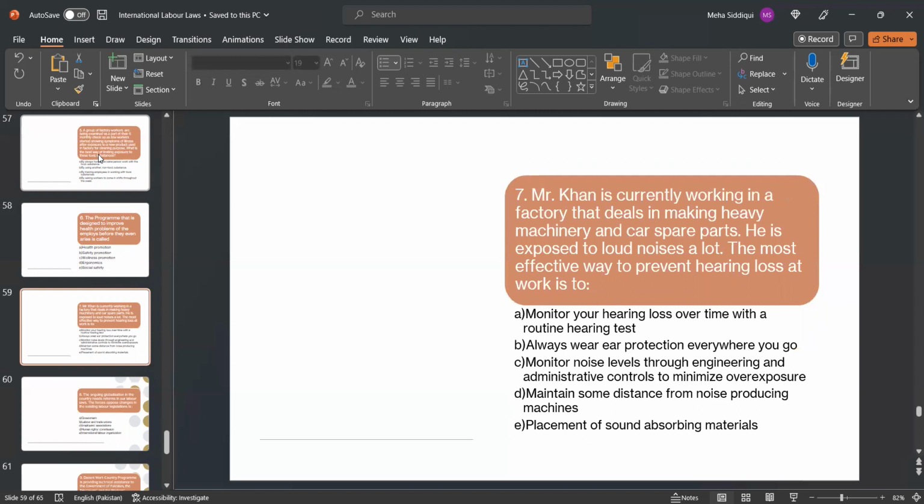MCQ number 7. Mr. Khan is currently working in a factory that deals in making heavy machinery and car spare parts. He is exposed to loud noises a lot. The most effective way to prevent hearing loss at work is to monitor your hearing loss over time with routine hearing tests. Always wear ear protection everywhere you go. Monitor noise levels through engineering and administrative controls to minimize overexposure. Maintain some distance from noise producing machines. Placement of sound absorbing materials. C, yes, C is the right option.